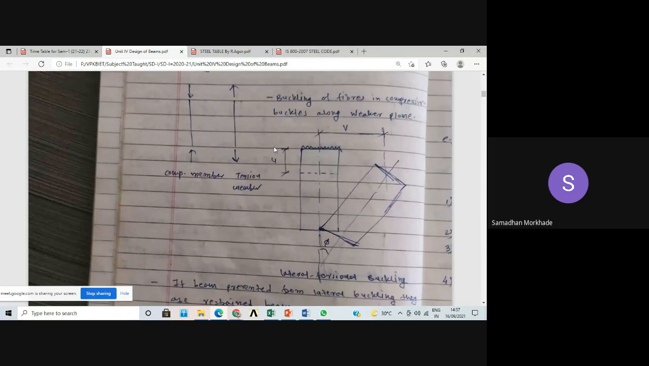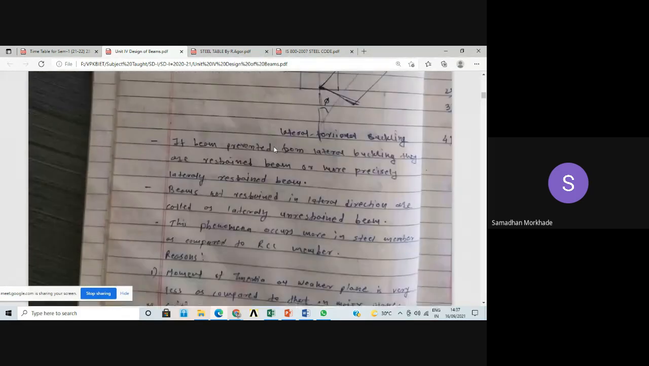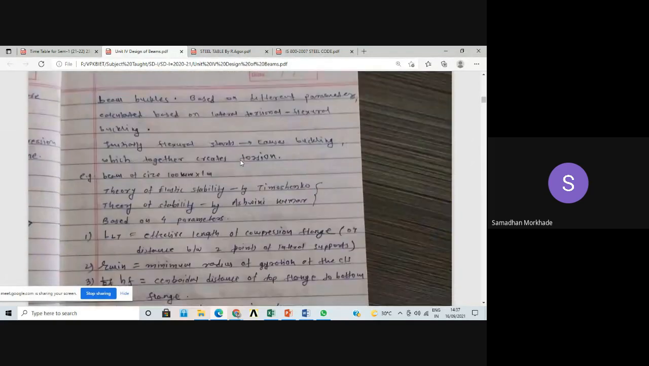And in case of a steel beam with I sections, a laterally unrestrained beam. If we are using a steel beam and if our beam has proper lateral supports, proper lateral restraint, then this phenomenon is prevented. Okay, this phenomenon is prevented. This is one thing.